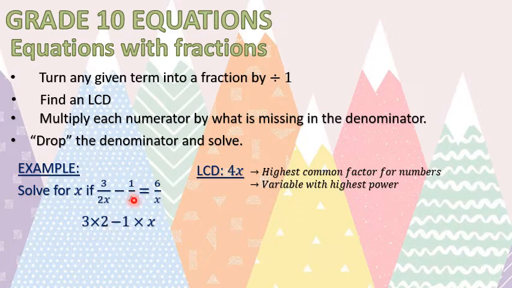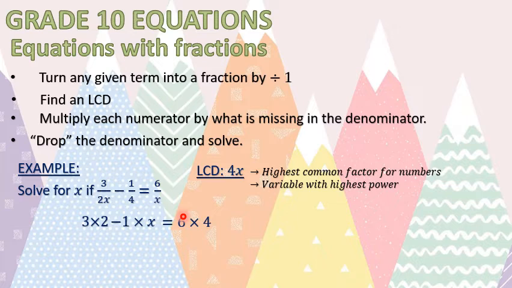This number 4, if I were to transform 4 into 4x, what would I multiply by? By an x, right? So that is why I'm taking the negative 1, and I'm multiplying it by an x. Last but not least, if we look at this denominator x, do you agree that you would just need to multiply by 4 in order to transform it into 4x? So all I'm taking is my numerator, and I'm saying 6 times 4.